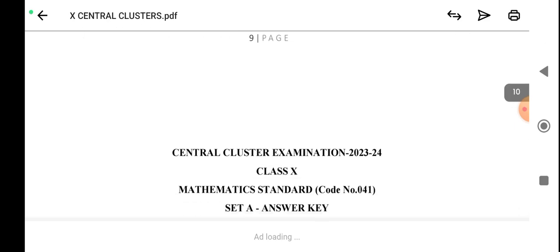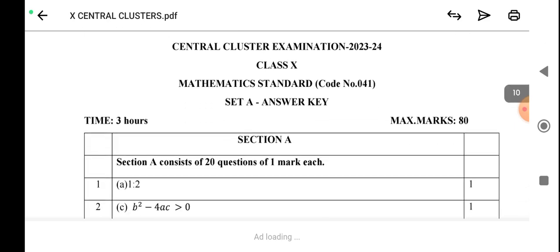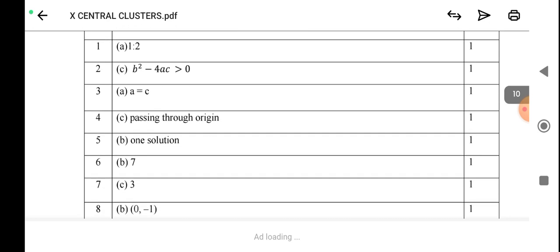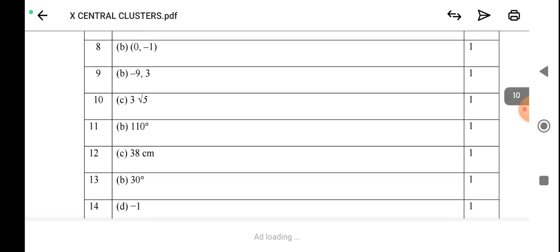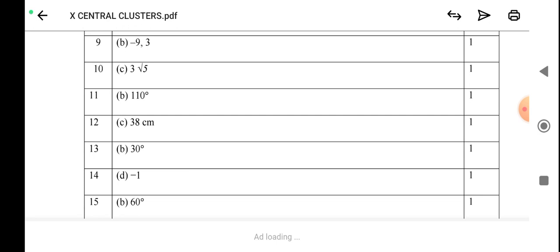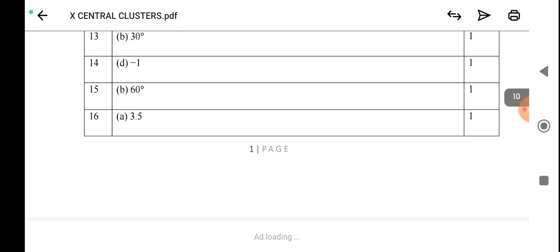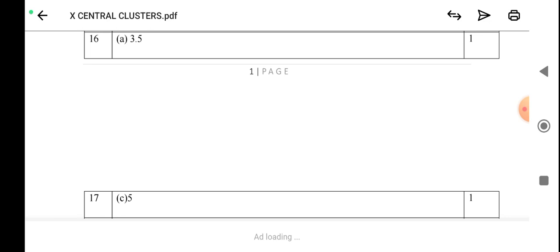Clear. So the question paper is over. Now we're going to talk about the Central Cluster Examination answer key. As usual, MCQs will have only the options and answers. So the steps you want, go through. If you have a doubt, you comment. Then we will solve that type of questions. Then here question numbers 9 to 15 are given. Kindly check. Question number 16, 17.